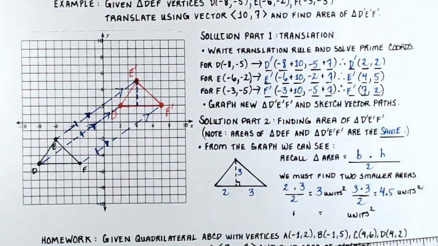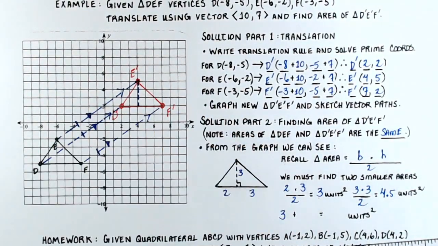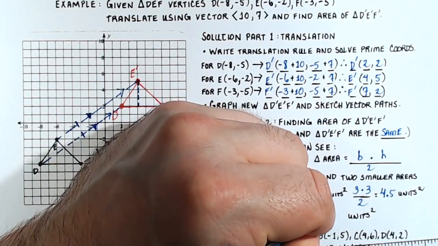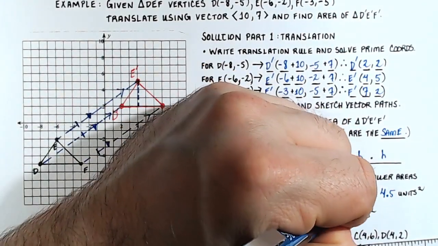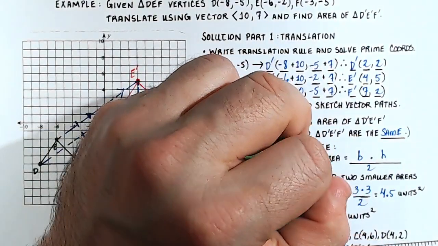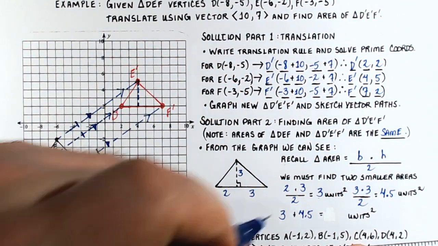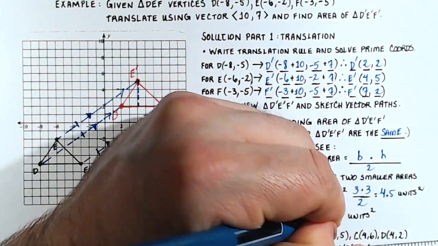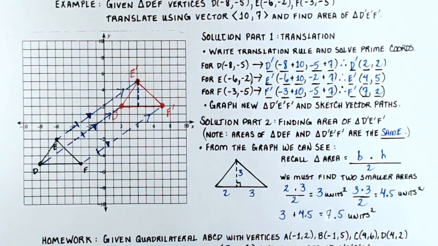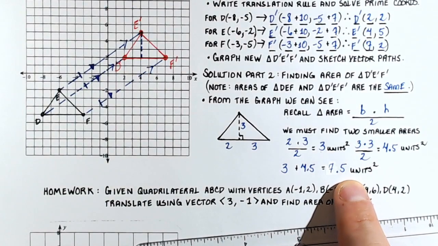4.5 units squared. So you just add these two smaller areas together, 3 plus 4.5. I wrote 9, but 3 plus 4 is 7. It equals 7.5 units squared. All right, that's the combined areas. So the total area of the triangle is 7.5 units squared.